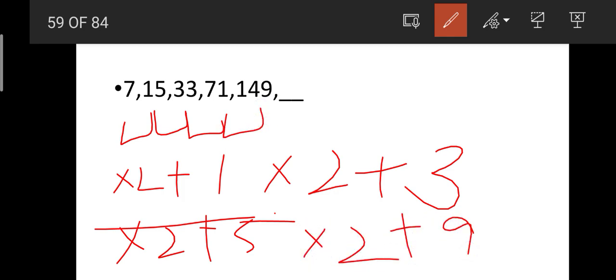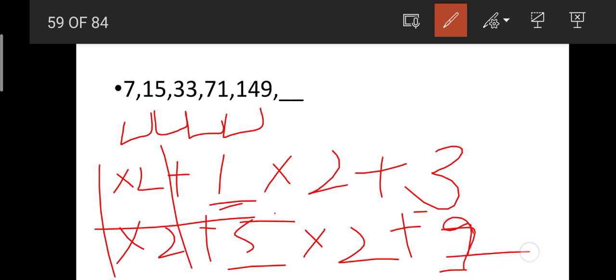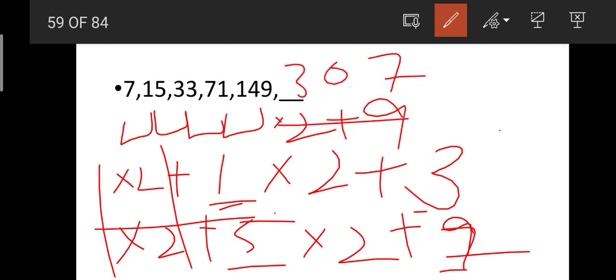Isn't that the same model I have discussed earlier? Nothing but they will be multiplying with the same number, but they will be adding different numbers in an increasing series, like 1, 3, 5, 9. To get our answer, we should multiply 149 with 2 and then we should add 9. The answer will be very simple, that is 307. Okay, this is our answer, friends. And now we will move to our next question.